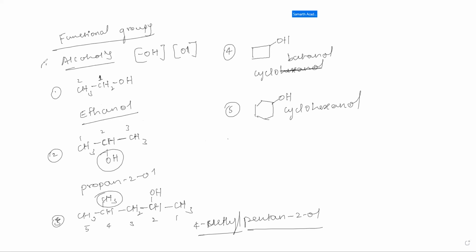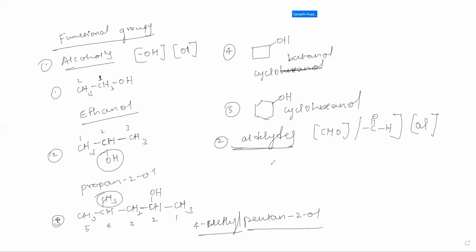Second functional group, that is aldehydes. The aldehyde functional group is CHO. We can write it in the form of C double bond O and H, and the suffix for this one is al. First example, CH3 CHO. How to name this one? 1, 2. So 2 carbon atoms are present. So this is ethanal.